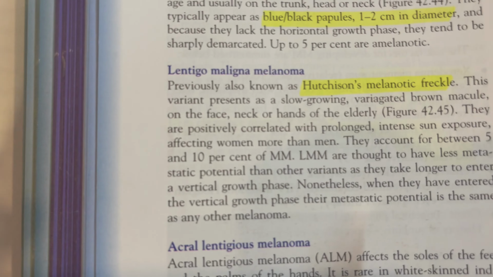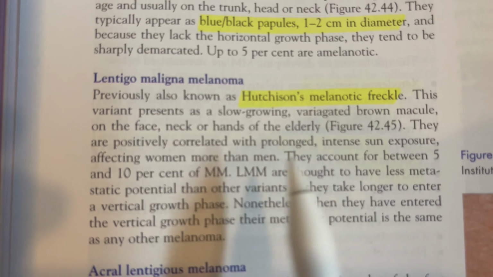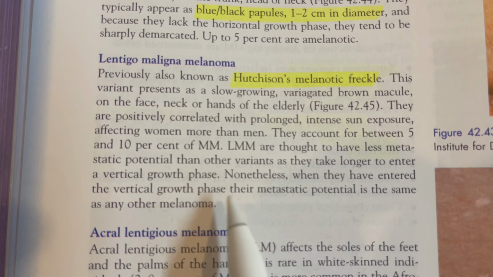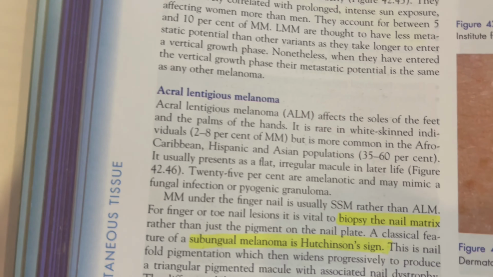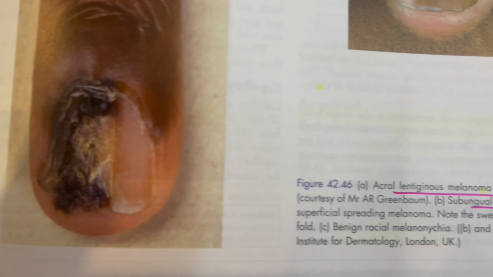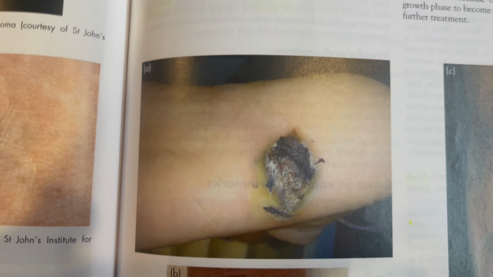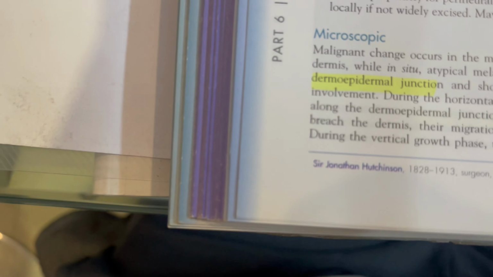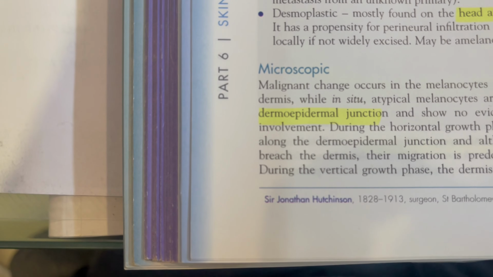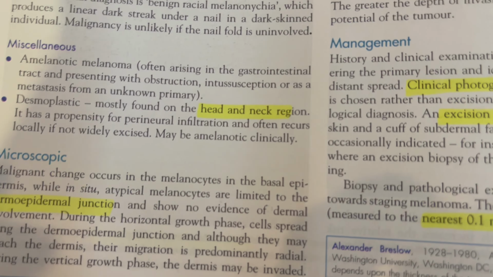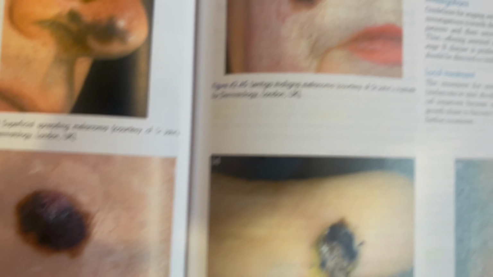What are the features of lentigo maligna? It is a slow growing macule on the face, neck, and hands. Then acral lentiginous melanoma. These are the different types. Then again, dermoepidermal junction. Management is excision biopsy with 2 to 5 millimeter margin. Then local treatment can be given.